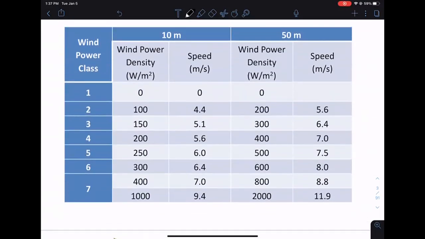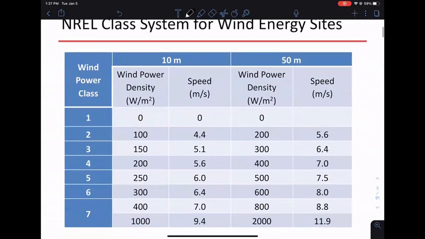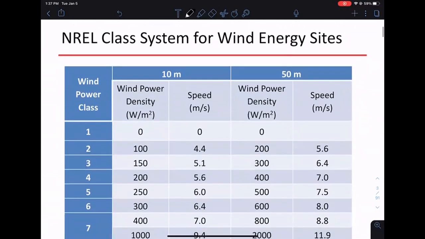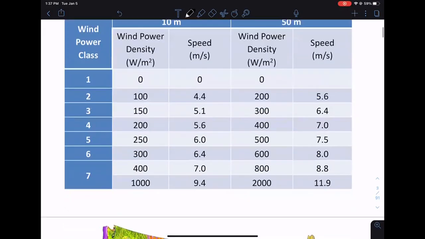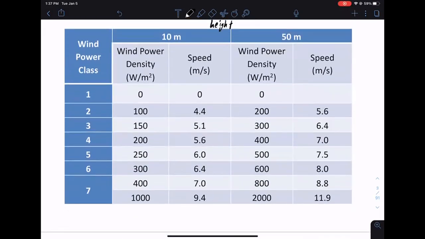So speed definitely impacts how much power we have. And elevation is also another impact. So this 10 and 50, this is height, how high you are. If you're 10 meters off the ground versus 50 meters off the ground, you have different power density, right? The higher you are off the ground, the higher the speed, and hence the more power.